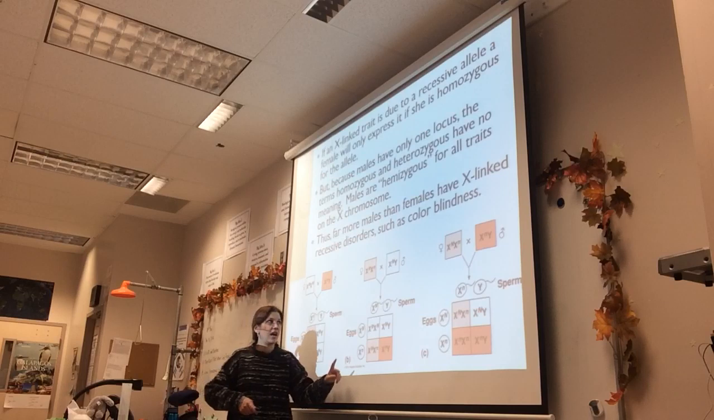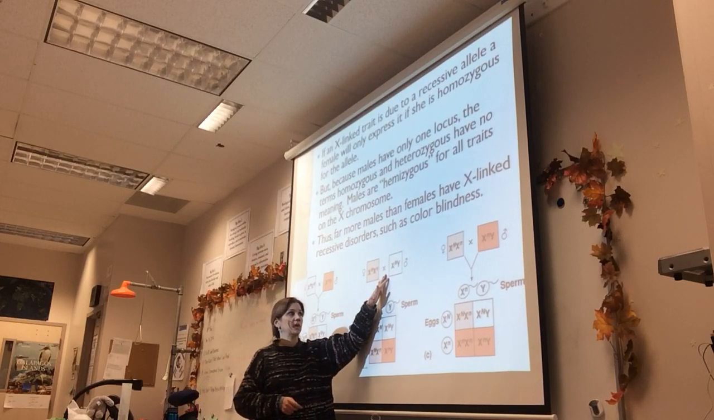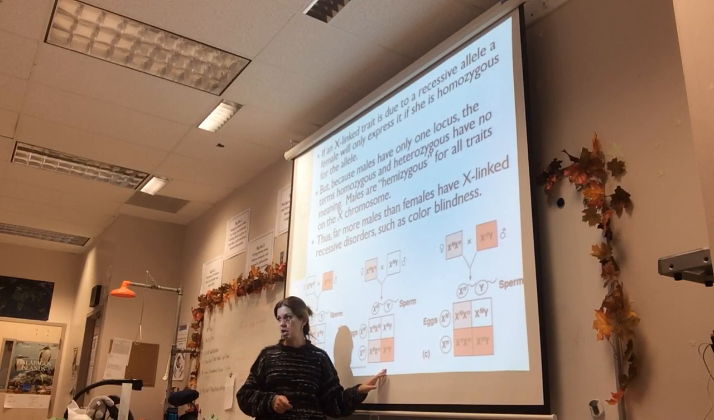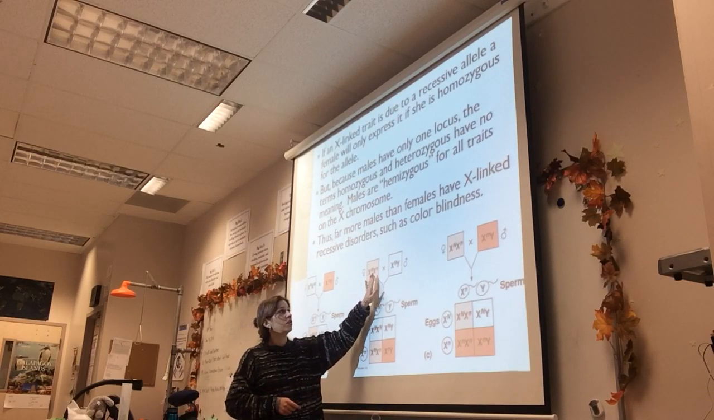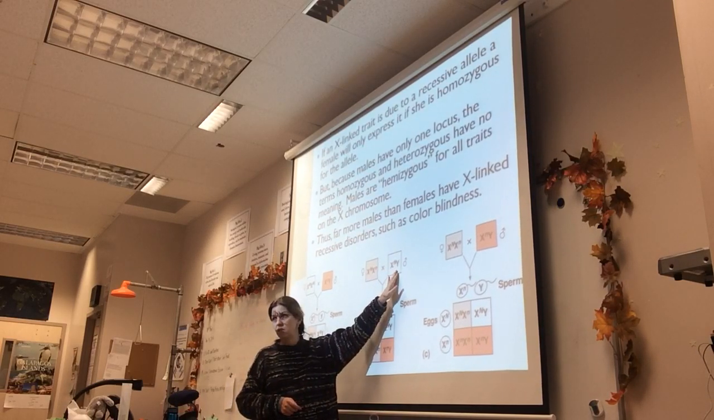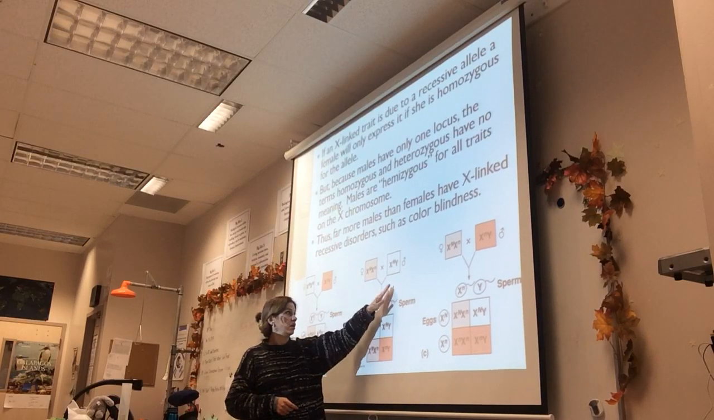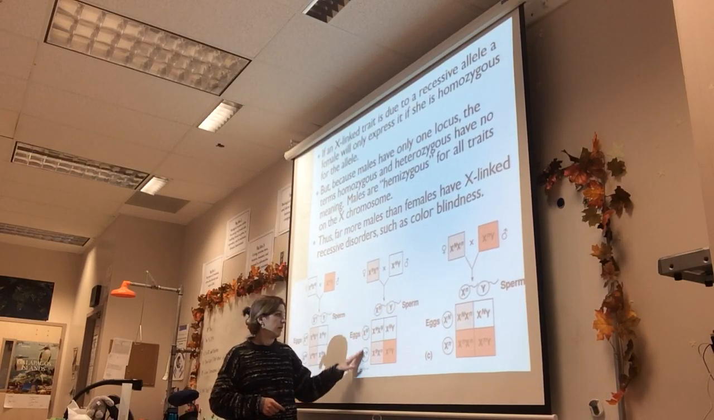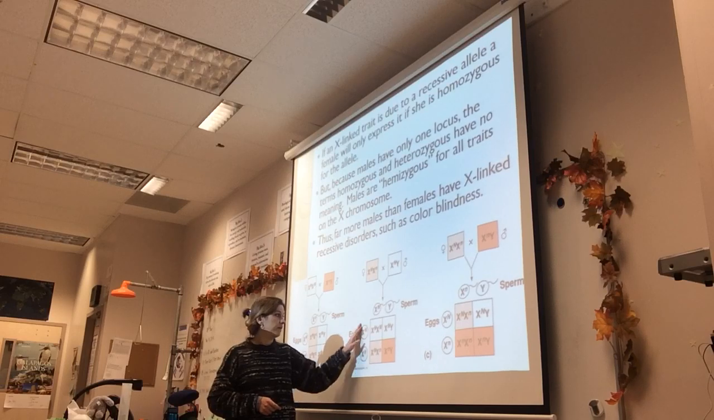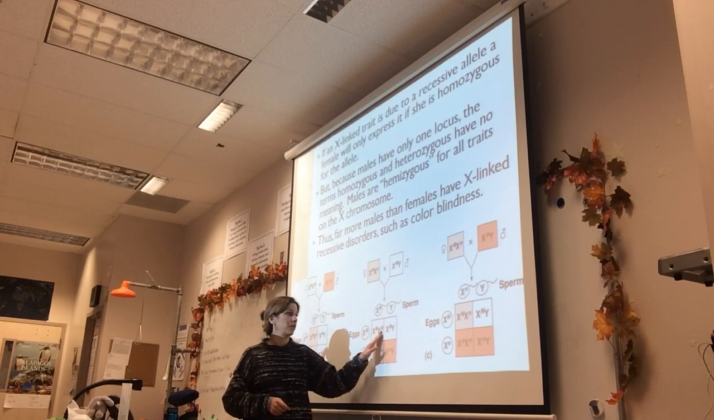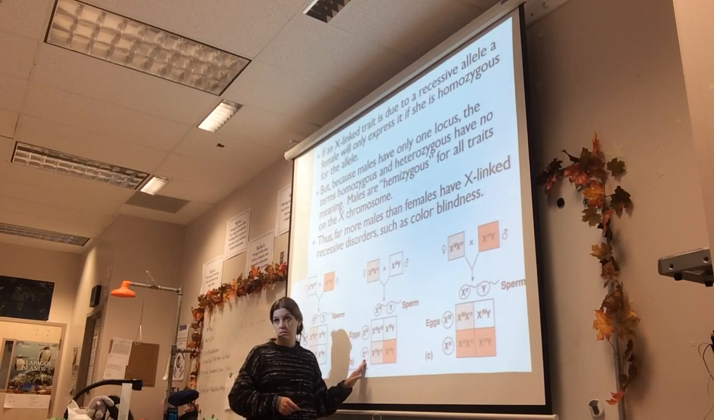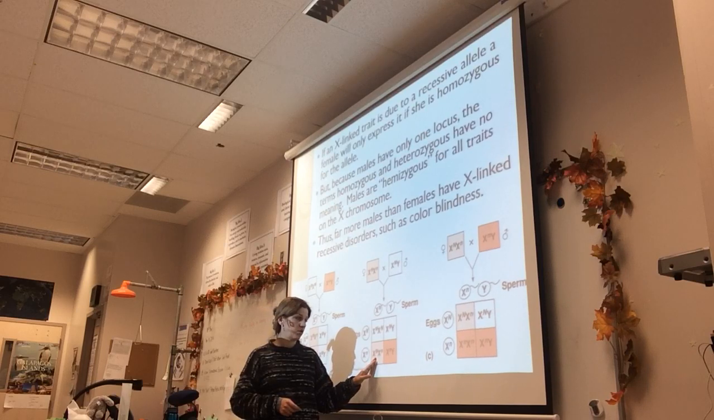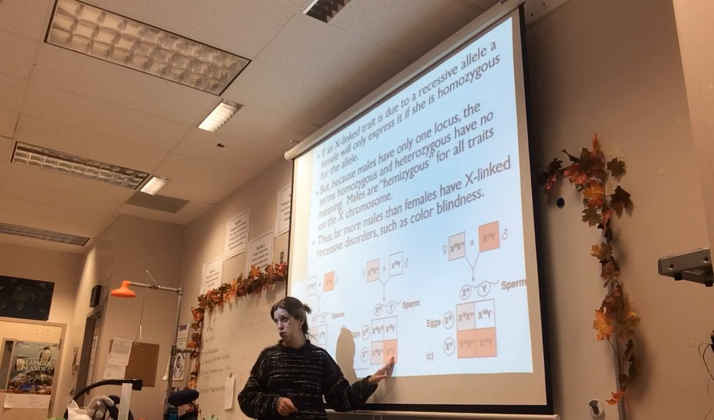However, having two normal-sighted parents could lead to a colorblind child, because let's suggest mom is a carrier, dad has no evidence of the disorder, but dad's producing sperm, mom's producing eggs. If you get the normal X from mom, you're good to go. But if you get mom's disorder X, well, the girls are the carriers and the boys are colorblind.